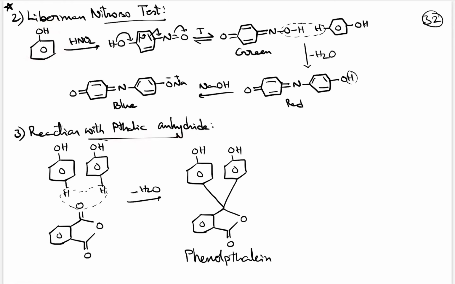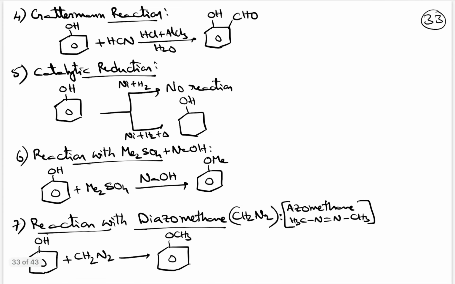Then reaction with phthalic anhydride. When phthalic anhydride is treated with phenol, 2 molecules of phenol will react with 1 molecule of phthalic anhydride and results in the formation of a very well known compound, that is the phenolphthalein indicator.